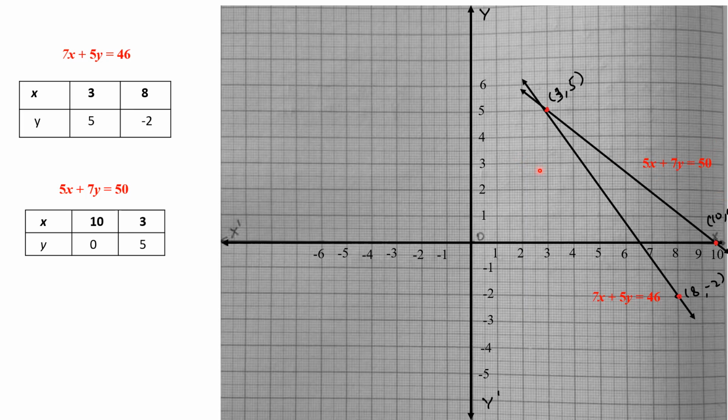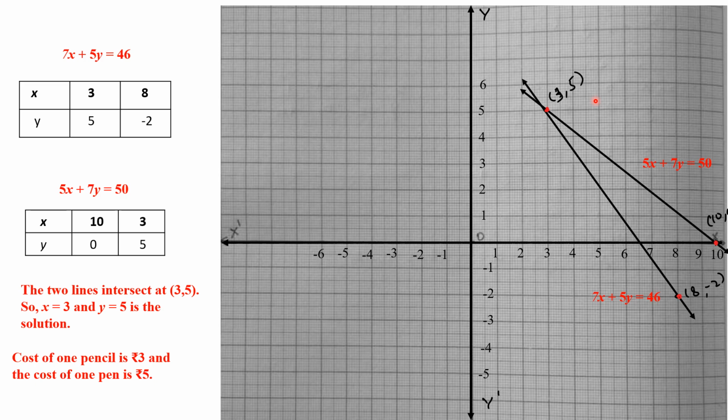And clearly you can see that both the graphs are intersecting at the point 3 comma 5. So this is the solution of the equations. Okay, so x equal to 3 and y equal to 5 is the solution. And from here we can say that the cost of one pencil is 3 rupees and the cost of one pen is 5 rupees. So this is the solution of question number 1, second part.